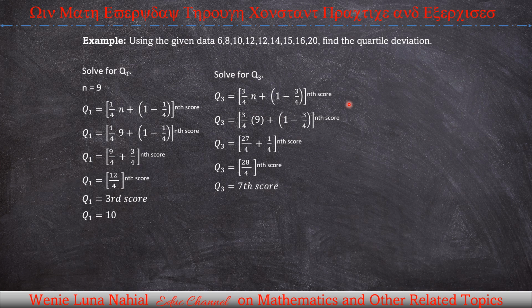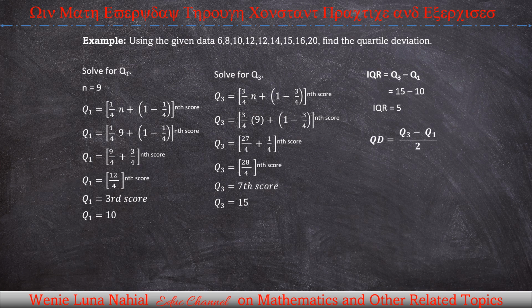Seventh score. So what is the seventh score here? 1, 2, 3, 4, 5, 6, 7. So the seventh score is 15. Now, the interquartile range is equal to Q3 minus Q1. So you have 15 minus 10. So that is your interquartile range, which is 5.